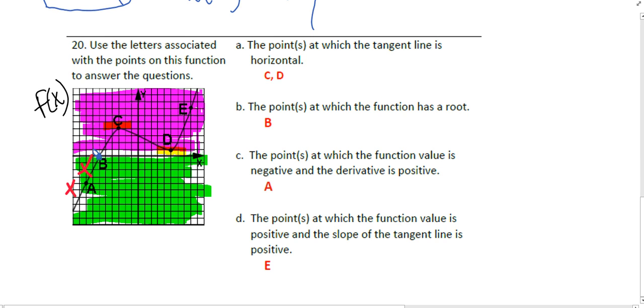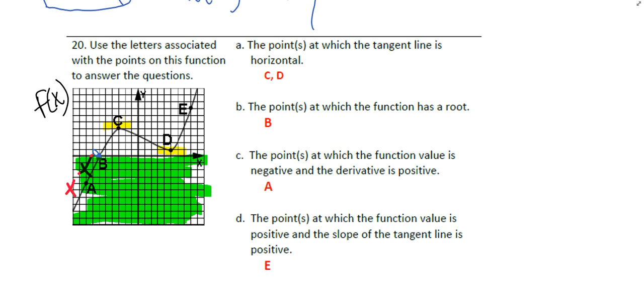And then finally, what points or point at which the function value is positive and the slope of the tangent line is positive? And it's, of course, at point E. So, anyway, hopefully you're getting very comfortable at looking at the graphs, finding out the behavior of the function by looking at its derivatives, and finding out where it's positive, negative, and the slope is equal to 0. And also, hopefully you're very comfortable with our formulas for derivative. All right.